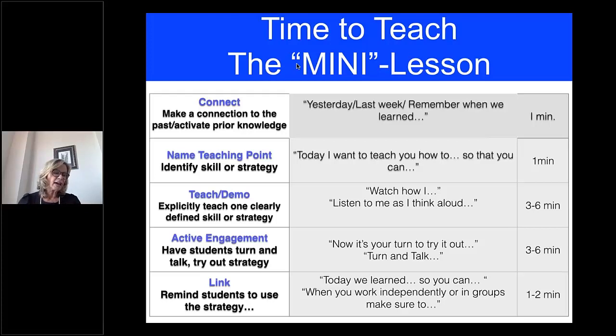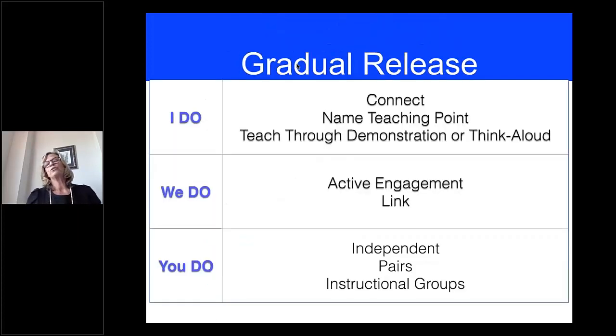But when we're looking at this process, I like for you to think about the I do being the connection, naming the teaching point, teaching through demonstration.